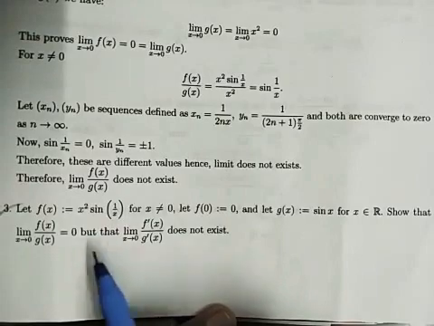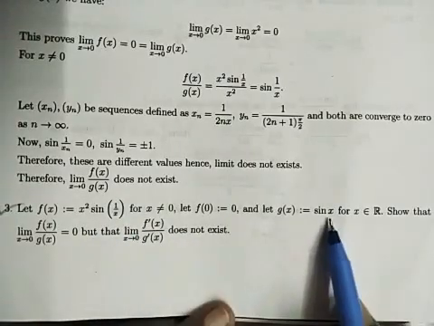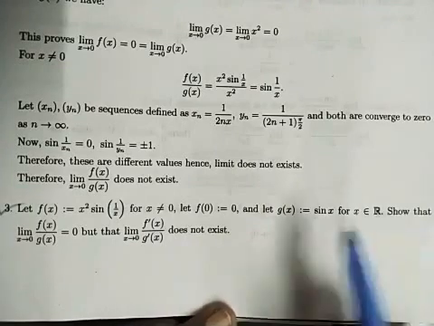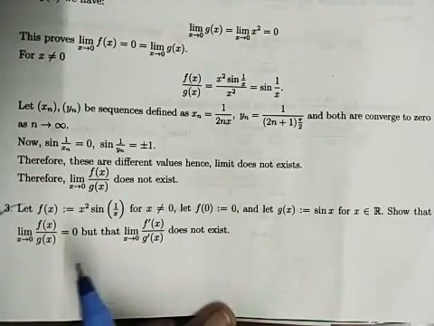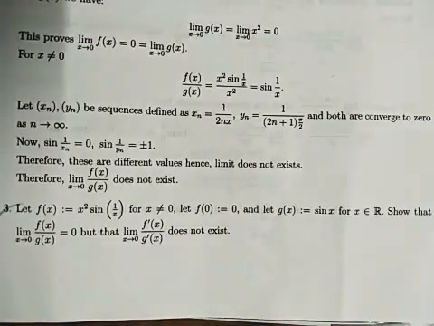Next example, two functions are given. F of x is x square sin 1 upon x and g of x is sin x. We have to show that the limit of f upon g is 0, but the limit of f dash upon g dash does not exist. Two functions are given, so let us solve it.